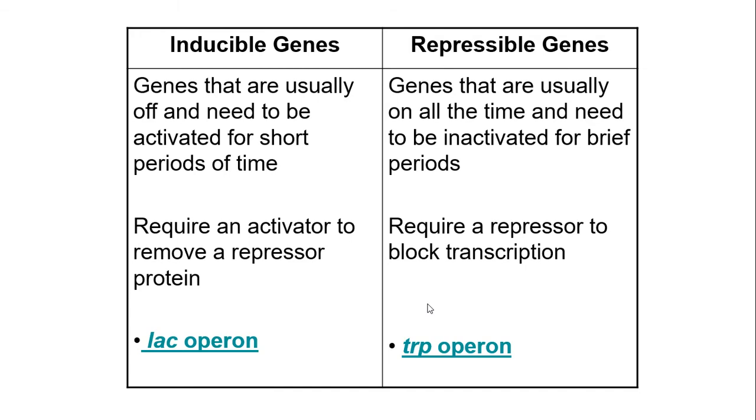Repressible genes are on all the time, so they're always producing their gene product, and they only get turned off for short periods of time when either there's an excess of that product or if it's freely available in the environment. The trp operon is an example of this. The trp operon produces tryptophan. It's an essential amino acid for bacteria. And so if there isn't enough tryptophan in the environment, bacteria can manufacture it themselves using their trp operon.